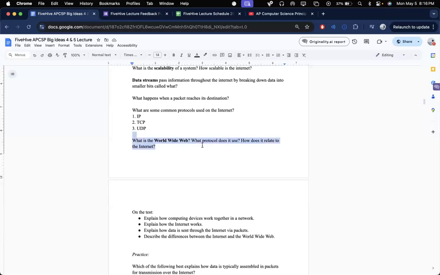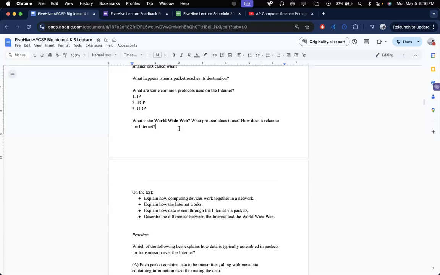All right, what is the World Wide Web? So, what can we say 3 years ago? So what protocol does the World Wide Web use? And actually, what is the World Wide Web in general, guys? What do you guys think? System of linked websites and pages and files that operates using the internet.